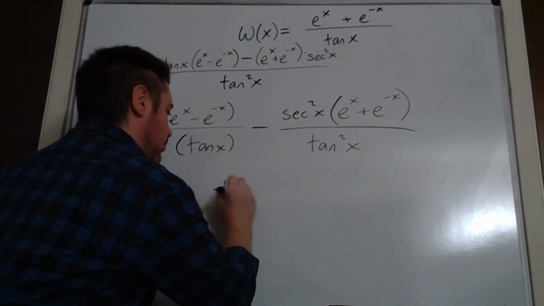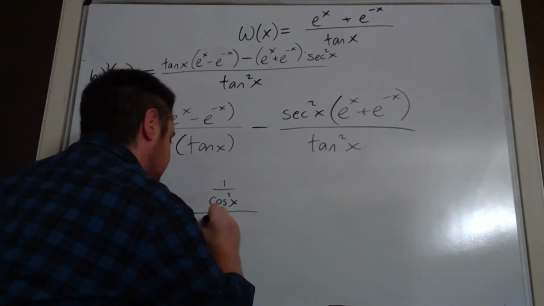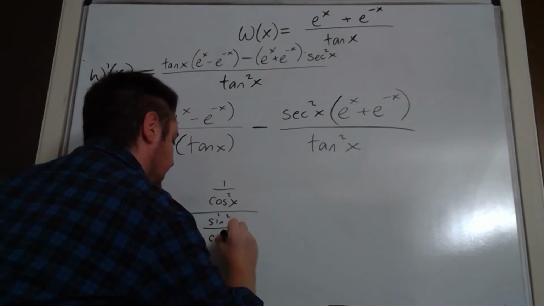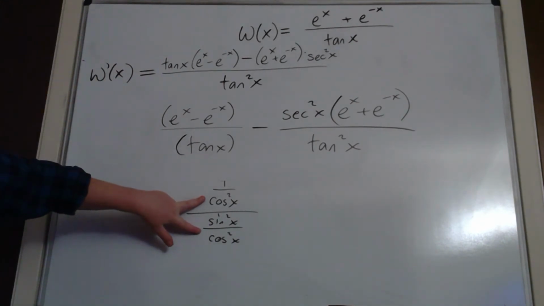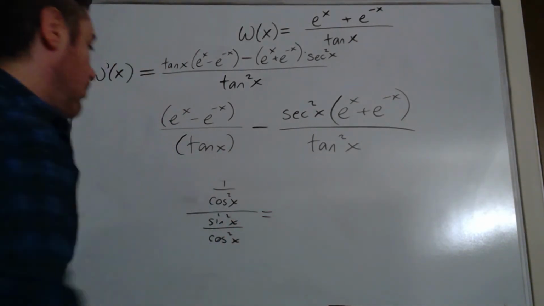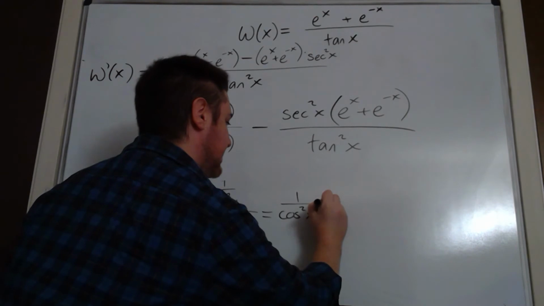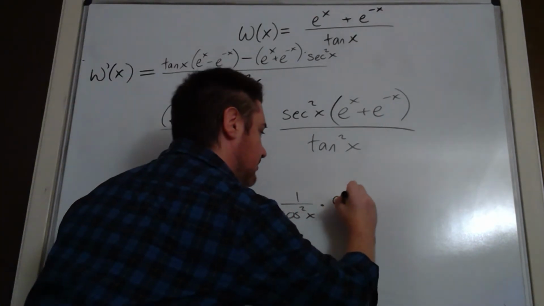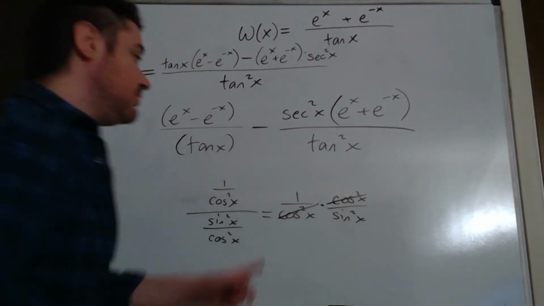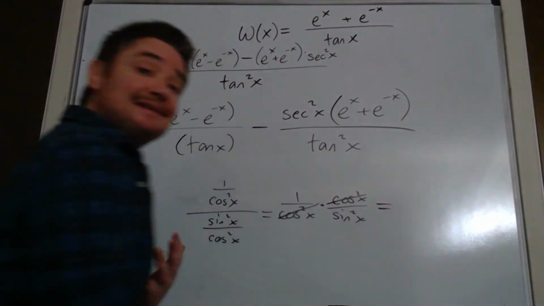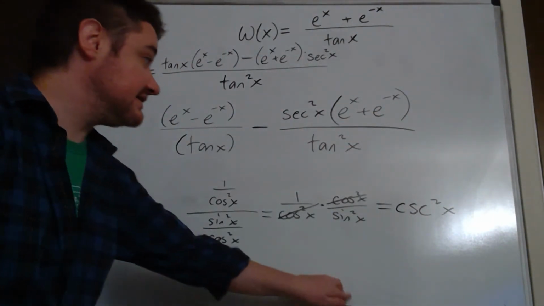Secant squared of x is 1 over cosine squared of x, right? And I'm dividing that by tangent squared of x, which is sine squared of x over cosine squared of x, right? So decomposing those guys into their quotients, since both of those denominators are cosine squareds, they're going to cancel out. If you want to see that happen, you can flip and multiply. So 1 over cosine squared of x times the reciprocal of that thing down there, cosine squared of x over sine squared of x. Cosines cancel, right? And so I've got 1 over sine squared of x, which, the reciprocal of sine being cosecant, is cosecant squared of x.